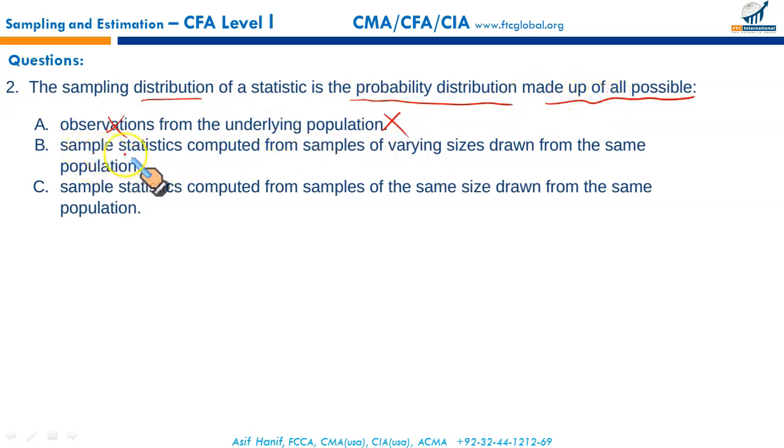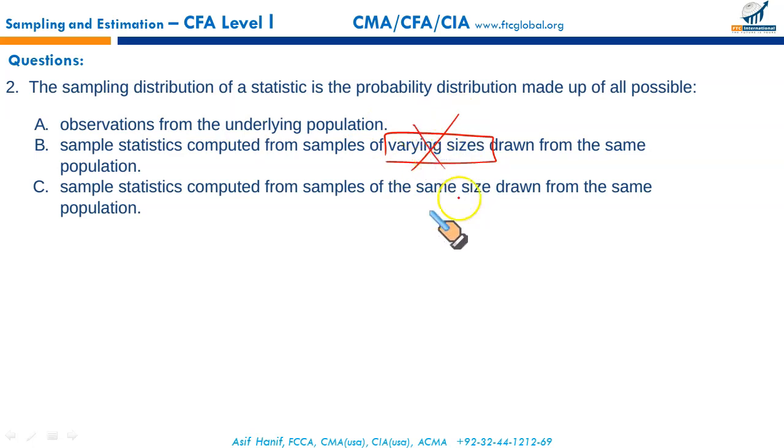All possible sample statistics computed from samples of varying sizes. Now this is something that will help us cancel this option immediately. No. In sampling distribution, we have agreed in our very first LOS, the sample size should be the same. If the sample size has been set to 50, every sample is 50, 50, 50. You can't vary the size of the sample. This is wrong. So then it has to be C then.